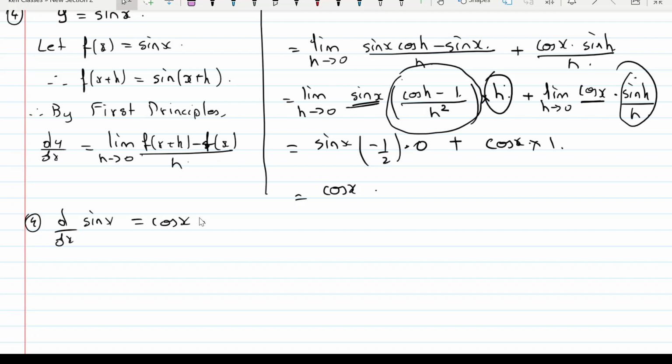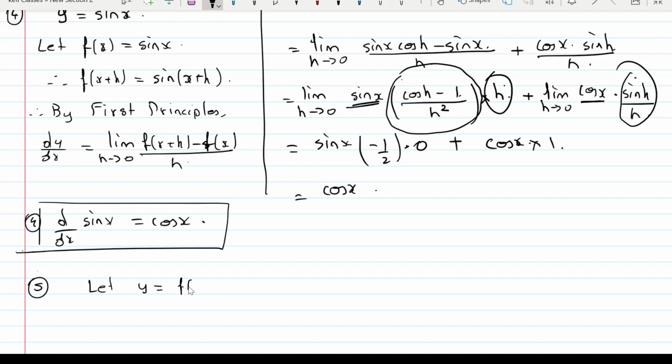Okay, so I'll explain one more, and I'll take tan x. Okay, so I'll take the alternate ones, sin x, tan x, and sec x. You can do the other work. Okay, so now this is the fourth one, that's a result. So now the fifth one, let y equal to f of x is equal to tan x.